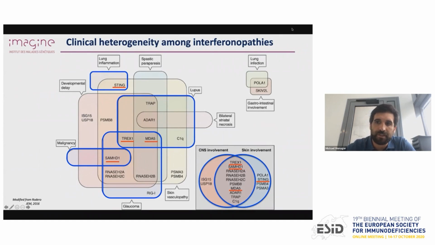This is a particular case of interferonopathy, a disease characterized by an excess of type 1 interferon and inflammation without any infection, which is damaging to the immune system and the body. Each gene represents a gene identified as a monogenic cause of a different interferonopathy. And here you can see a very heterogeneous spectrum of clinical manifestations depending on the gene mutated, with at least two things in common in interferonopathies: inflammation of the skin and some problems in the central nervous system.